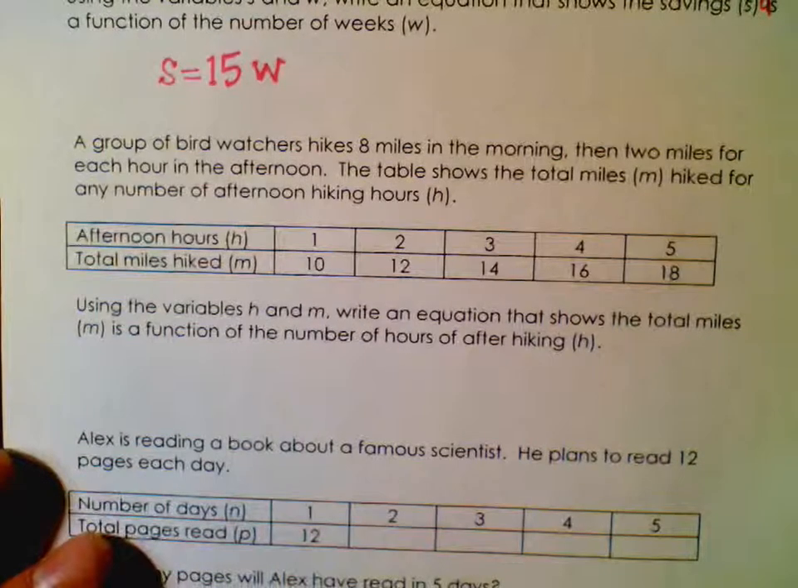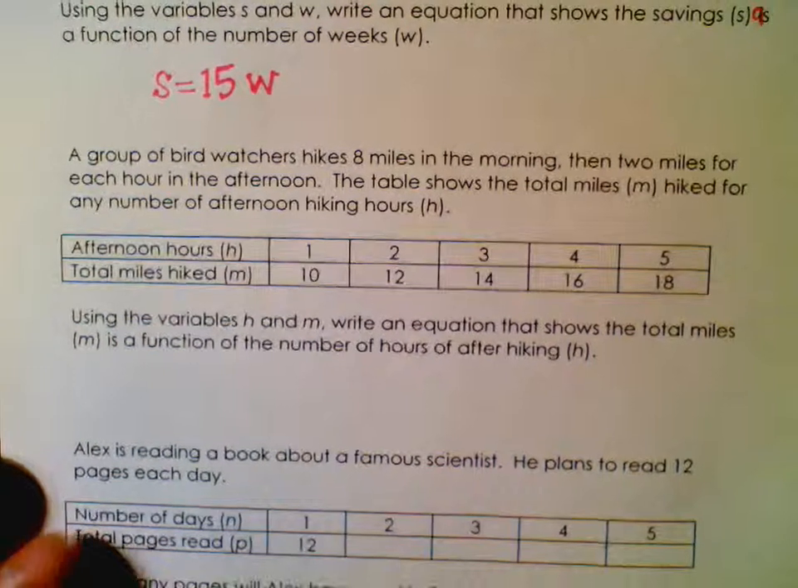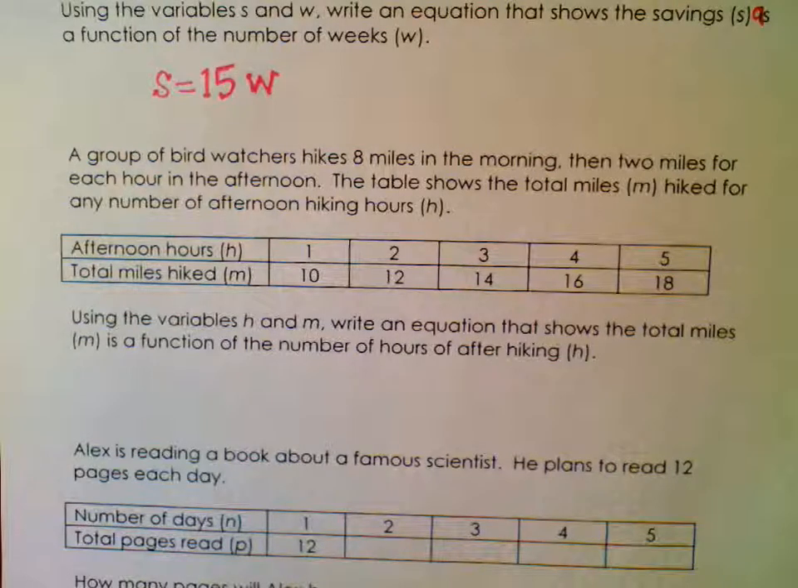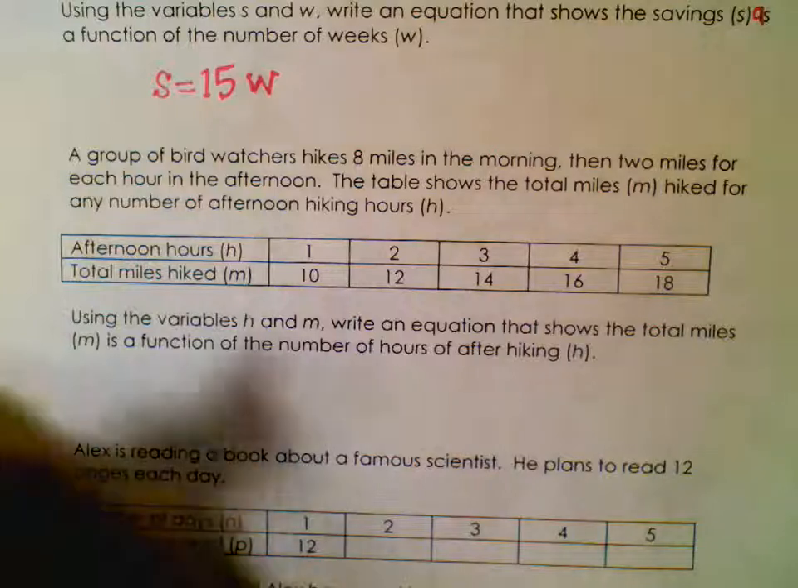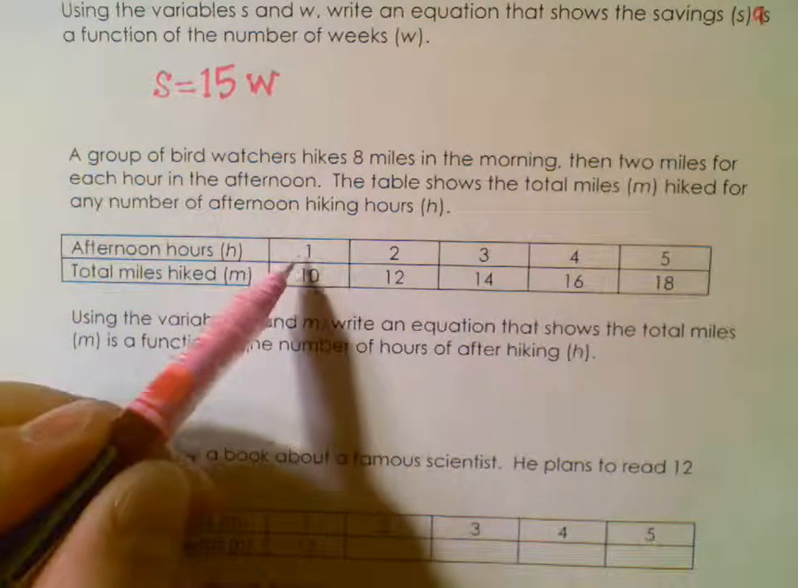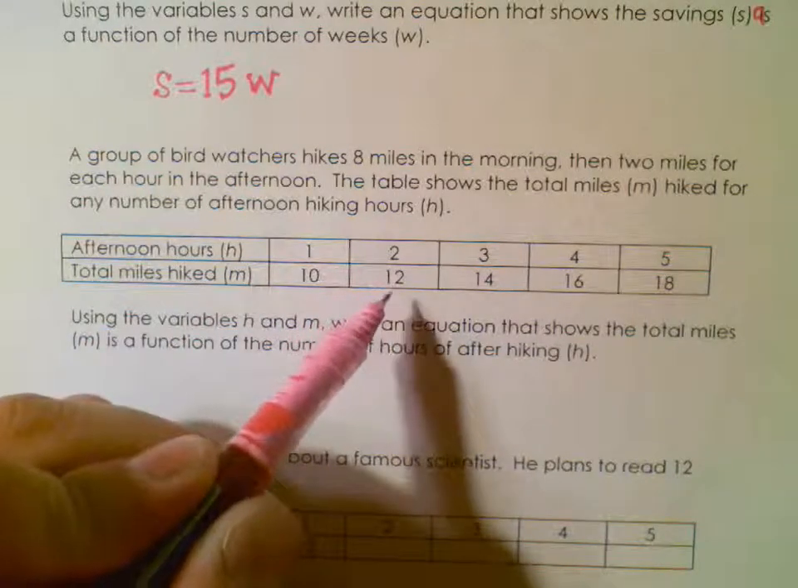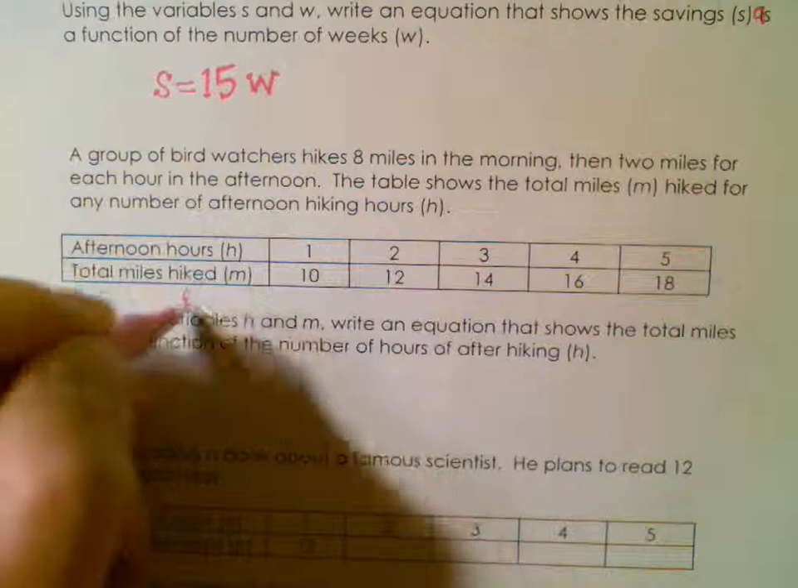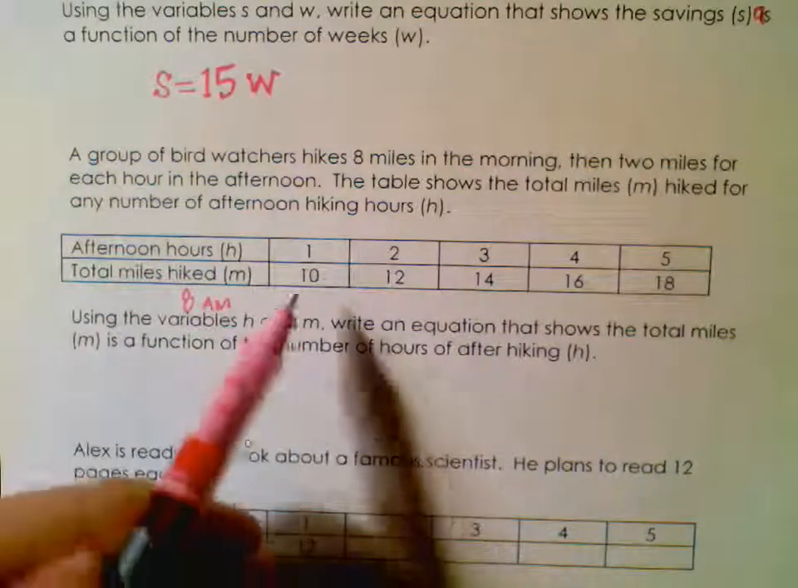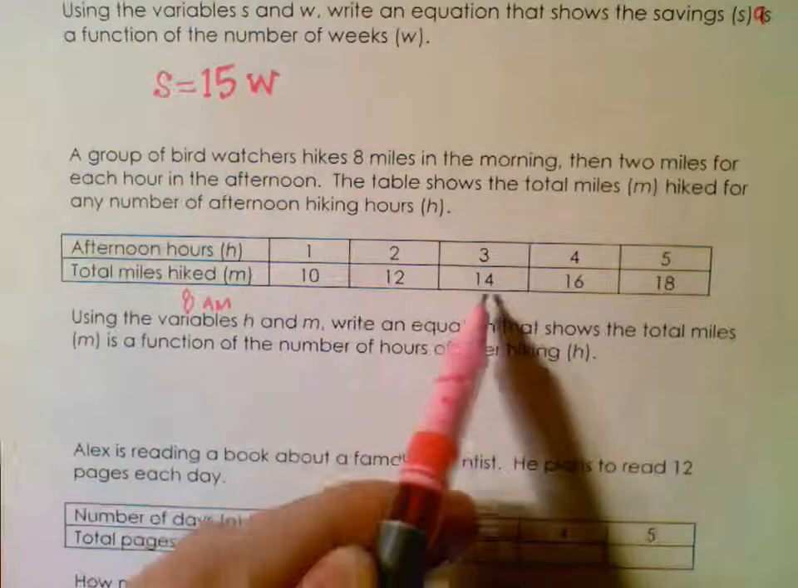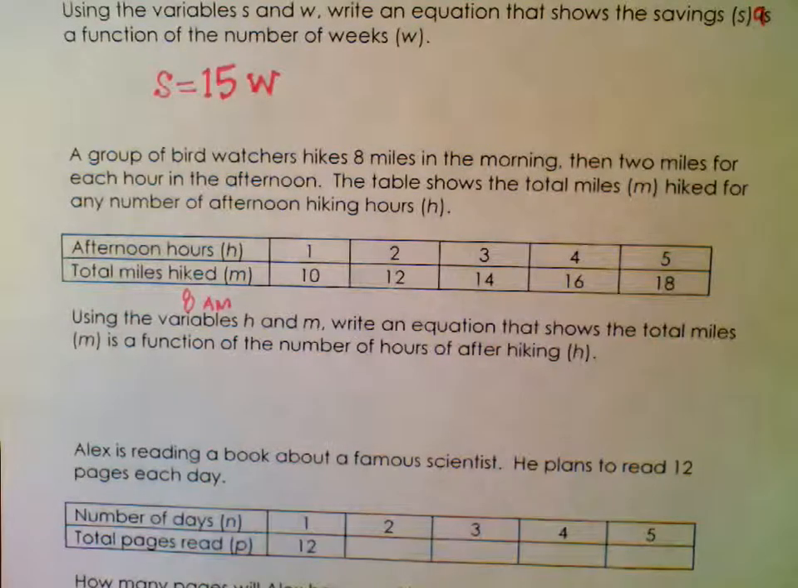A group of bird watchers hikes 8 miles in the morning, then 2 miles for each hour in the afternoon. The table shows the total miles hiked for any number of afternoon hiking hours. All right, so if they hike 1 hour in the afternoon, they're going to have 10 miles total that day. If they hike 2 hours in the afternoon, there'll be 12 miles total. Because remember, they start with 8 in the AM, and then they're going to add 2 for 1 hour, 4, 6, 8, 10.